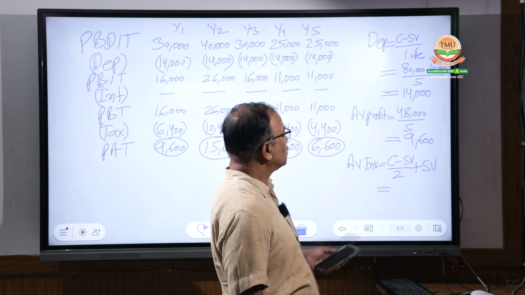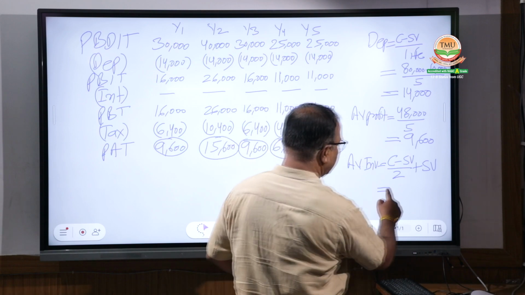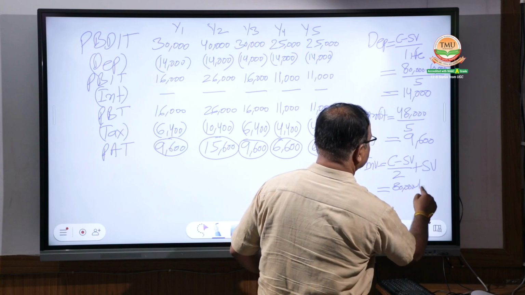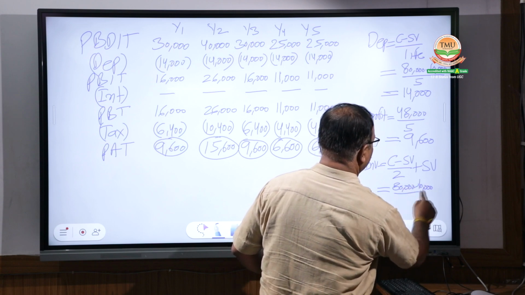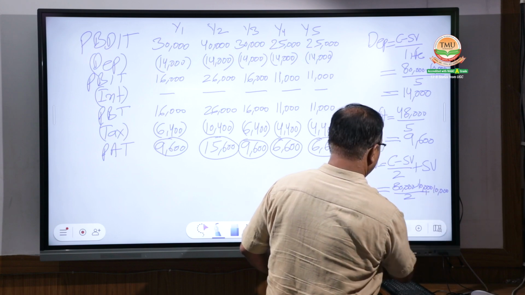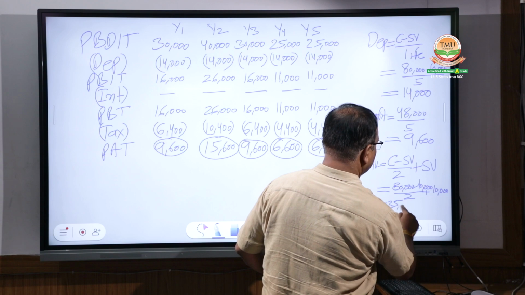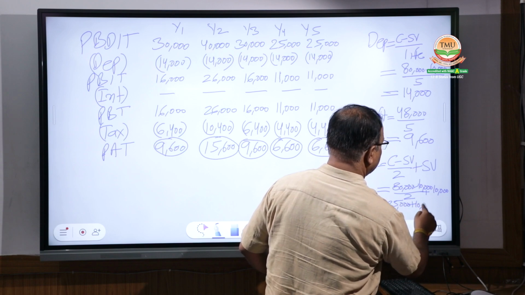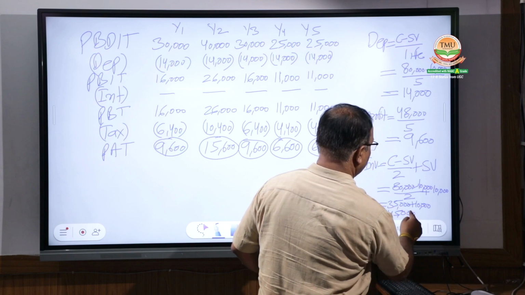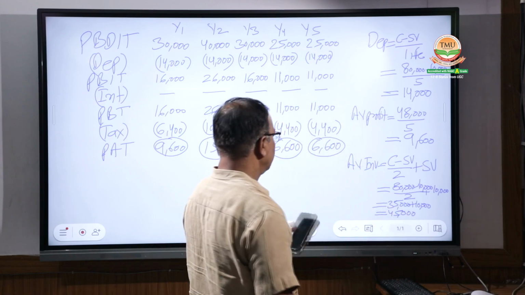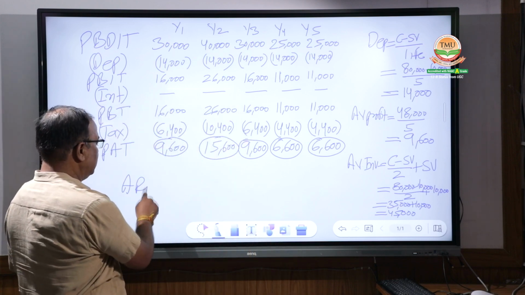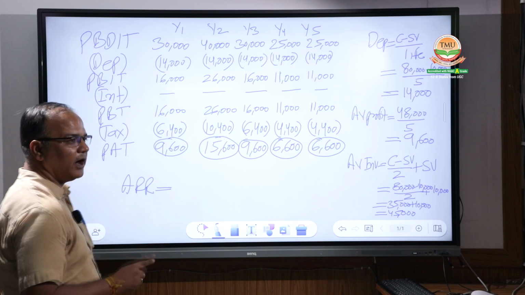Now, cost is 80,000 minus 10,000 divided by 2 plus 10,000. It will be 35,000 plus 10,000, 45,000. Now, simply, we have to apply the formula of ARR.